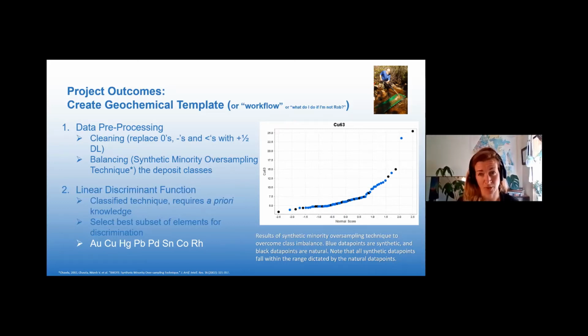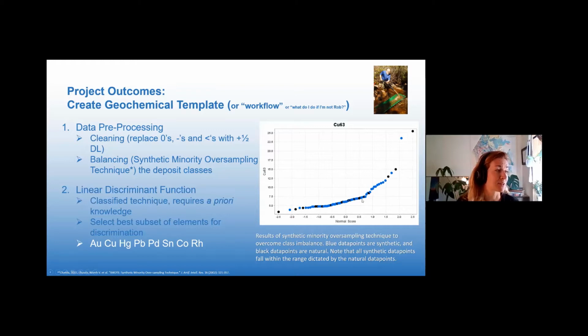You'll recall from Rob's second to last slide that he had a pie chart showing the majority of the data came from orogenic deposits, and then a smaller subset of data came from skarns or low sulfidation epithermal systems or alkalic porphyries. So in terms of balancing, we did something called synthetic minority oversampling technique, which basically means we created synthetic data for the classes that were more poorly represented. In this case, the example here on the right-hand side is low sulfidation epithermal.